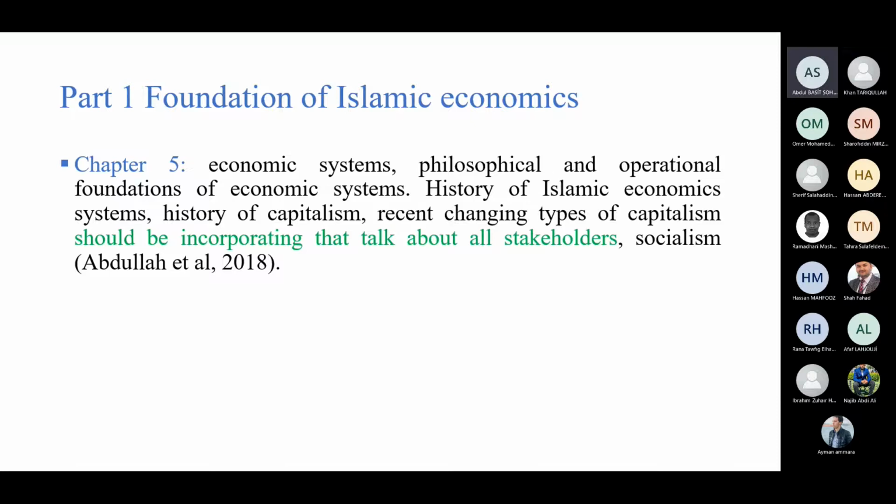In chapter 5, the book mentioned economic systems, the philosophical and operational foundations of economic systems, and the history of the Islamic economic system. The history of capitalism and recent changing types of capitalism should be incorporated in this chapter. That talks about stakeholder capitalism, etc. This chapter also mentioned socialism.